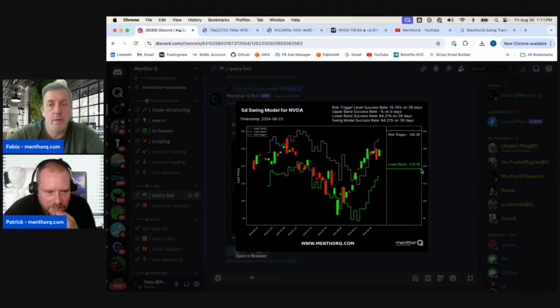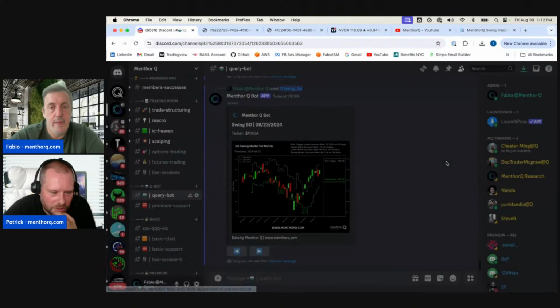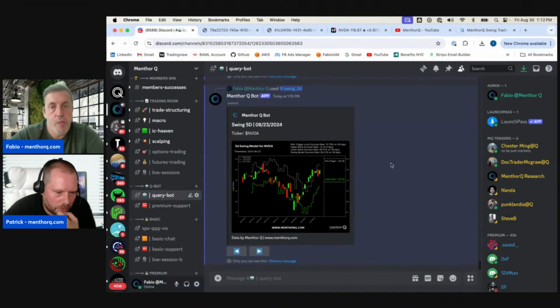Yeah, so basically, if you want to short the market, the lower band could also be some take profit area. Yeah, absolutely. And our risk trigger, the stop loss, for example.